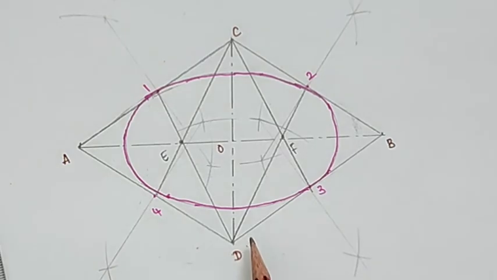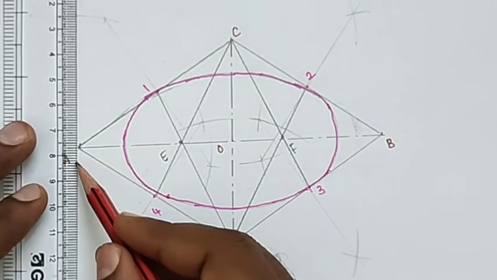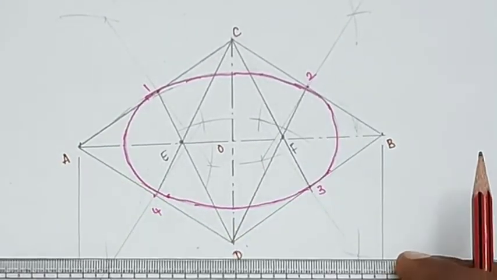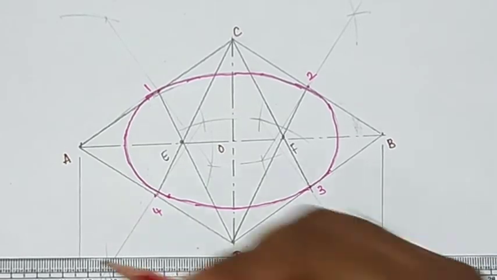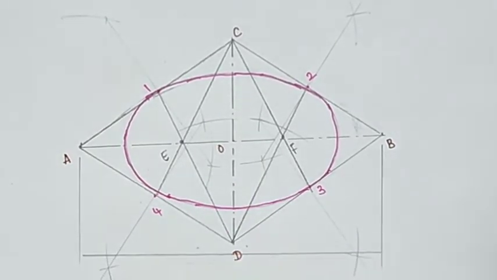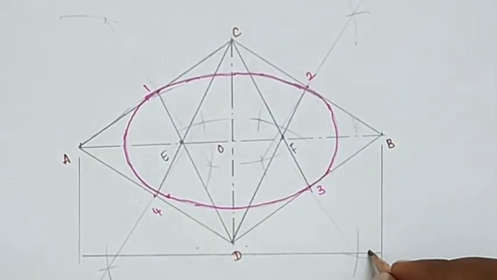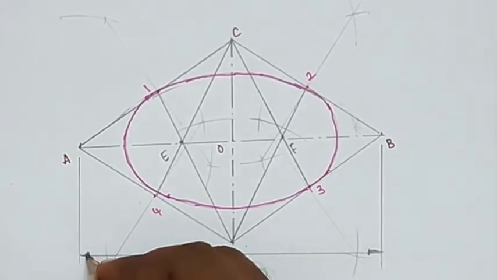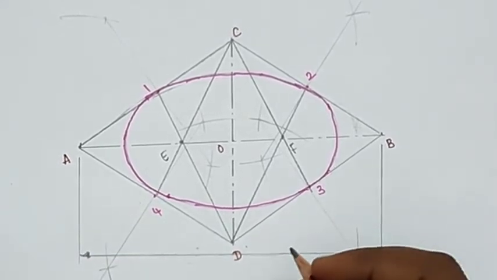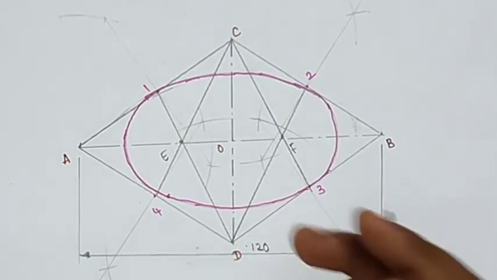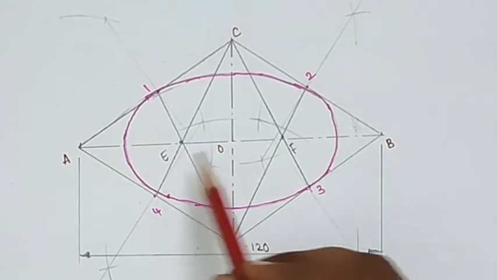So in this method, first of all we draw the major and minor axis lines with 120 and 80 mm. After that, join A to C and B to C, and also A to D and B to D. After joining, we locate the midpoints of AC, BC, AD and BD. After locating the midpoints, taking the points on the minor axis as C and D, join C to 4 and C to 3. Similarly join D to 1 and D to 2. These lines intersect at points E and F.